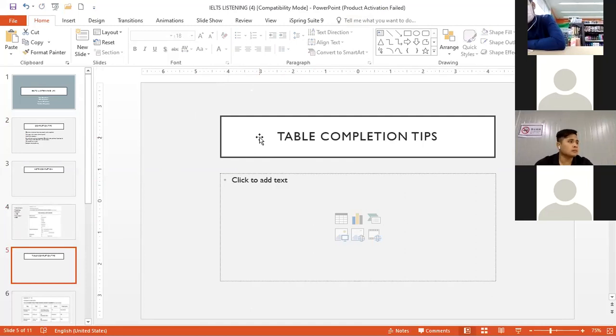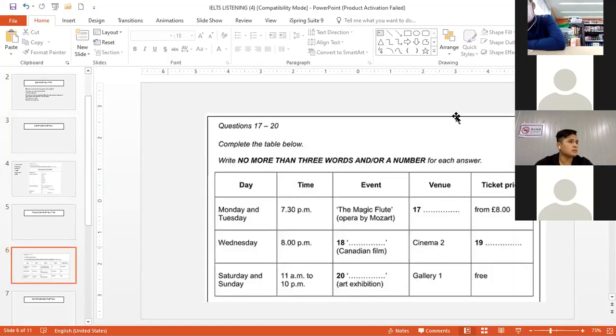So unlike note completion, table completion looks like this one. You will be given a table, and there will be subheadings like the section name, and the names will differ according to the topic of the listening or the audio. For example, look at that. We have day, time, event, venue, price. What do you think this table is about?